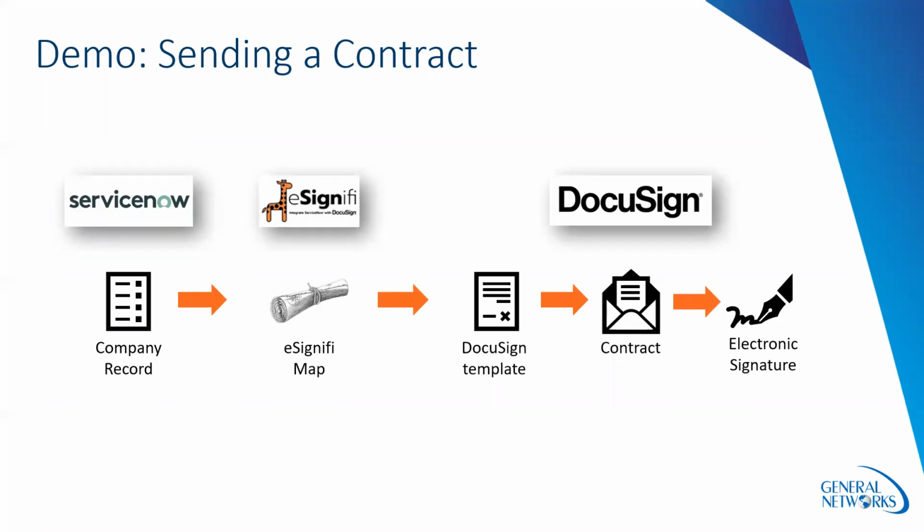Now, to do this, we have to create 2 things. One is the DocuSign template, which I'm going to show you. I've already created it, but I'm going to show you it's really fast to create. And the other is the eSignify map. So those are the 2 things that I'm going to show you in the demo here, that DocuSign template and the eSignify map. Okay, time for demo.